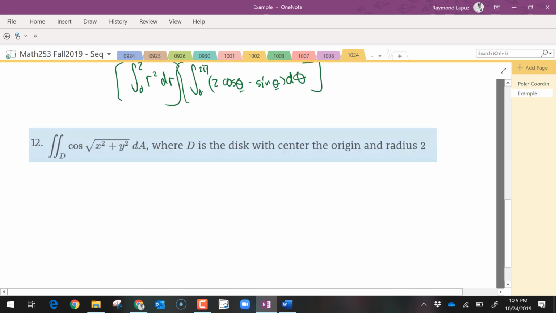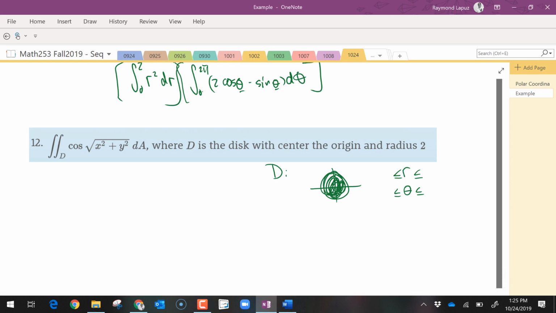All right, so double integral, we have the cosine of square root of x squared plus y squared dA. D is a disk, the center at the origin, and radius 2. So immediately, disk, radius 2, you want to think polar coordinates. So we can draw this. The whole idea in drawing, for me at least, is to try to figure out the limits in polar coordinates.